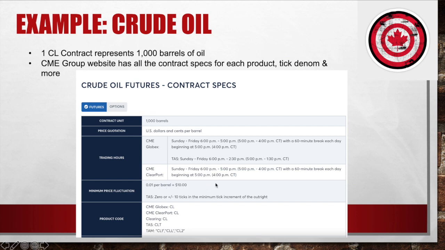What that's basically saying is that for every 1 cent movement in the contract, let's give an example, say I bought one crude oil contract for $60 and it goes up 1 cent, $60 and 1 cent, I would make $10 per contract on that trade.